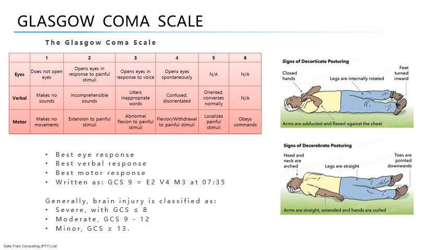Generally, brain injury is classified as severe, with GCS less than or equal to 8. Moderate, GCS 9 to 12. Minor, GCS greater than or equal to 13.